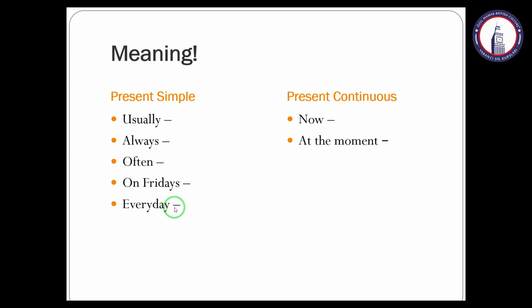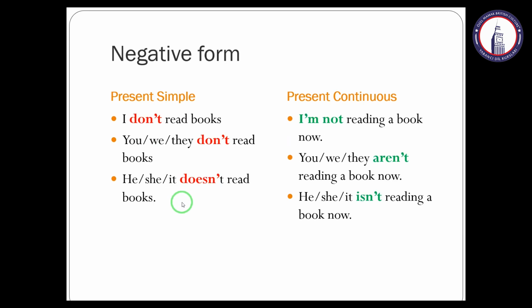of the verb. For making a negative sentence, we should use don't and doesn't for simple present. Then I will tell you where don't and where doesn't. So in negative form, don't and doesn't. And for present continuous, we use am not, are not or aren't, is not or isn't.